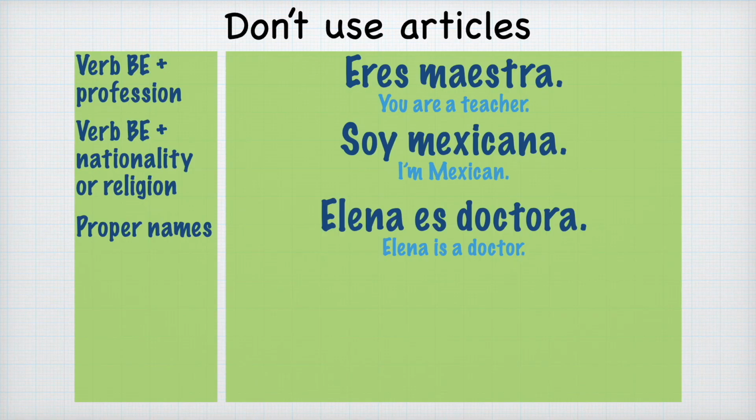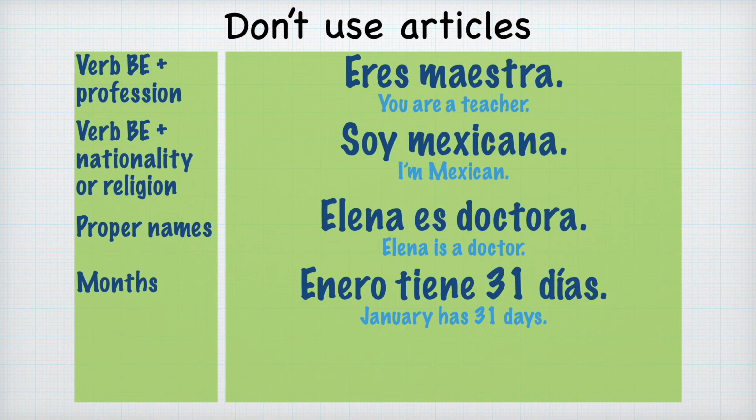We don't use an article with proper names. For example, Elena es doctora. Elena is a doctor. So here we have Elena as the proper name, and we also have a profession. We're not using any of the articles in this structure. We also don't use them with months. Enero tiene 31 días. It means January has 31 days.